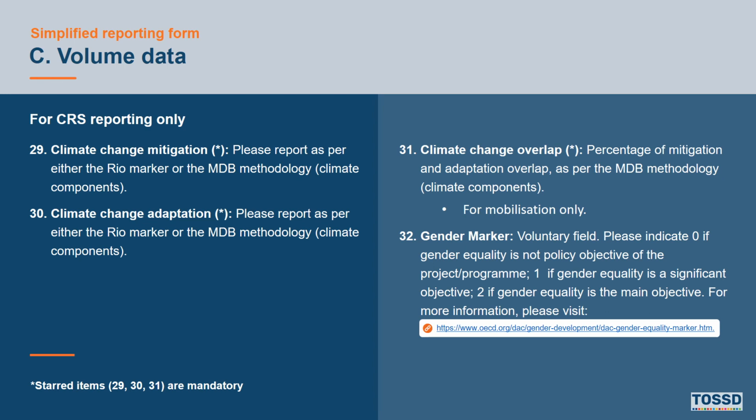Please indicate 0 if gender equality is not a policy objective of the project. Indicate 1 if gender equality is a significant objective of the project. And indicate 2 if gender equality is the main objective of the project. For more information on the gender marker, please visit the link indicated on the slide.